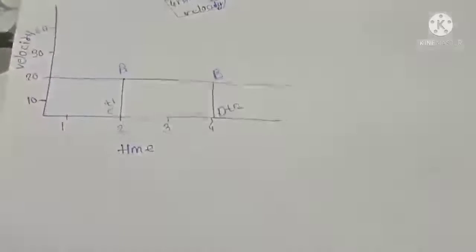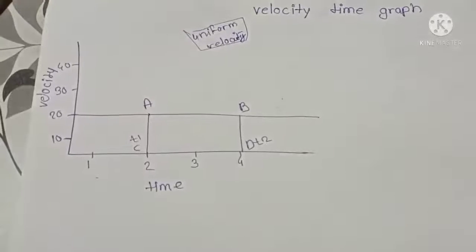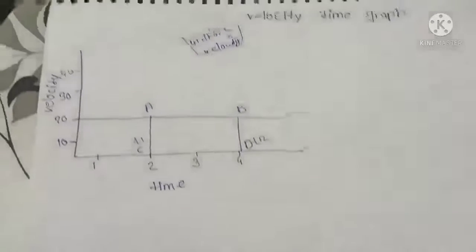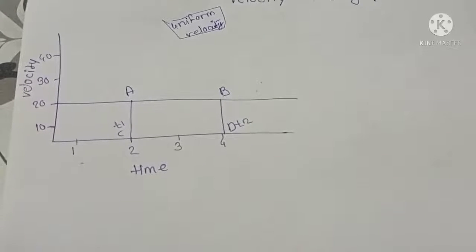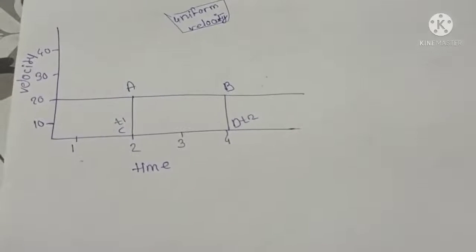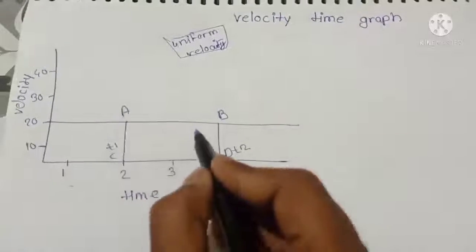So how are we going to find the displacement? We know that time into velocity is displacement. So the area enclosed by the velocity time graph and the time axis will be equal to the magnitude of the displacement. So this area of the rectangle is going to be our displacement.